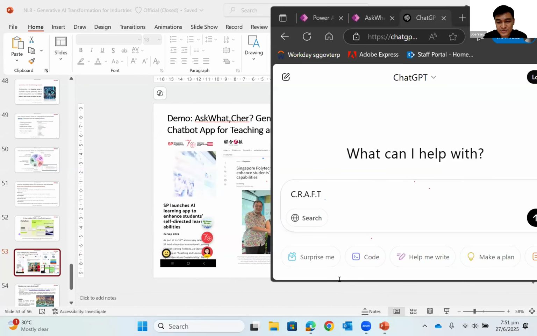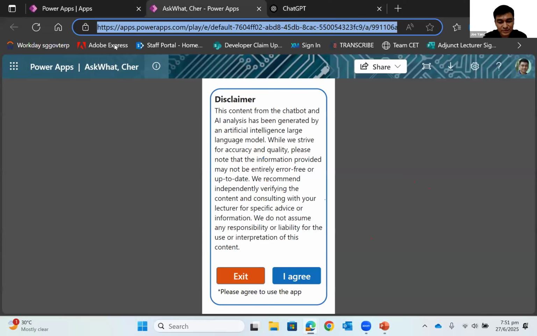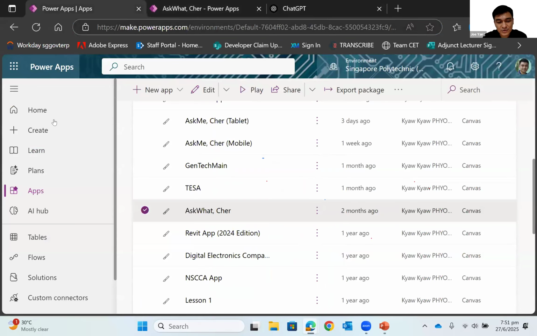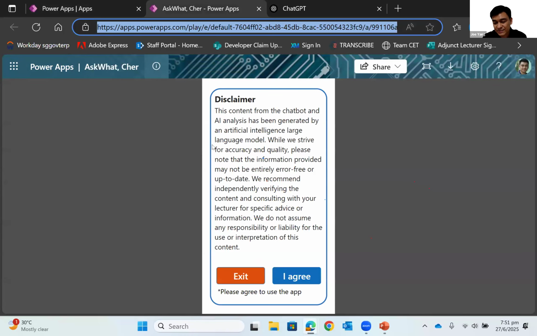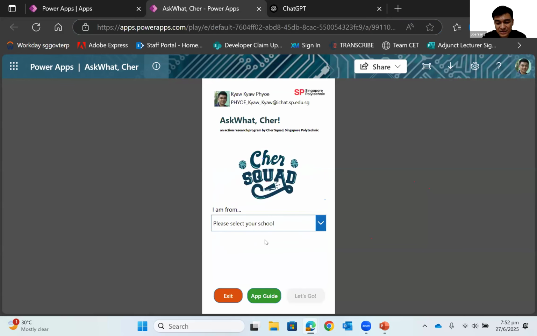I prepared the login for you so that it will be faster. Here we use the Microsoft Power Apps platform from Microsoft. When we launch the application, we have to design it. Let's say if you are the app designer, please add this disclaimer. It is very important, because as we know, AI won't give you 100% accuracy. So you have to say that although you use the application, there might be errors here and there; it is not error-free. You have to write this recommendation and disclaimer so that the user agrees, then it can continue. If not agreed, the app will exit.